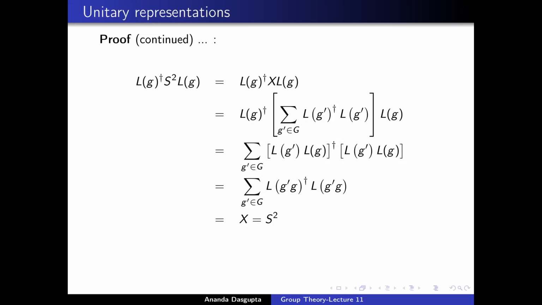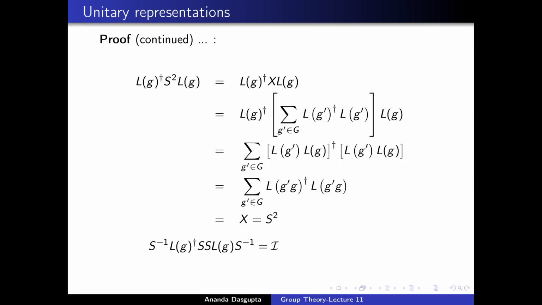So the upshot of all this is L_g dagger S squared L_g is S squared. But what we will then do is simply multiply this expression both on the left and on the right by S inverse to end up with this result. S inverse L_g dagger S times S L_g S inverse is the identity. Here the curly I stands for the identity operator on the vector space V.